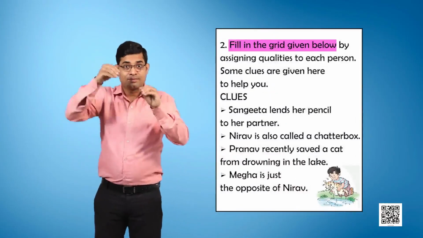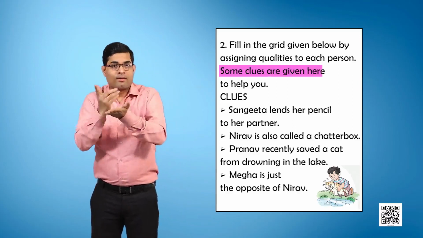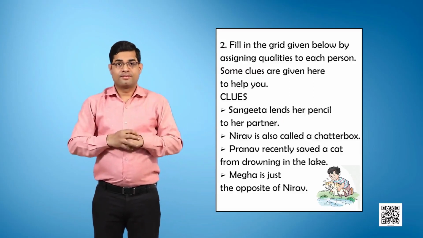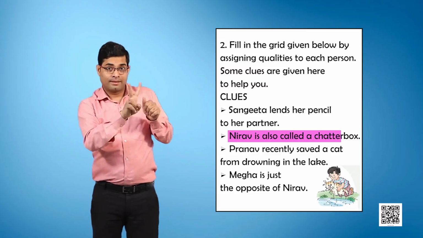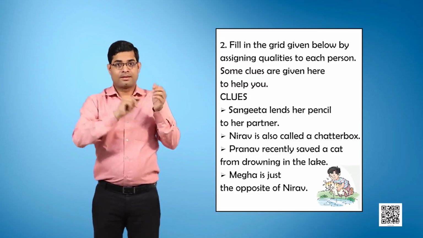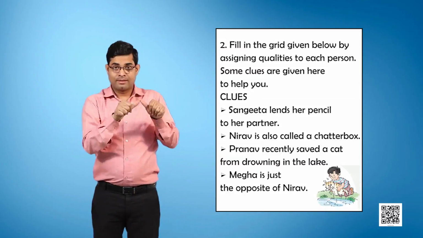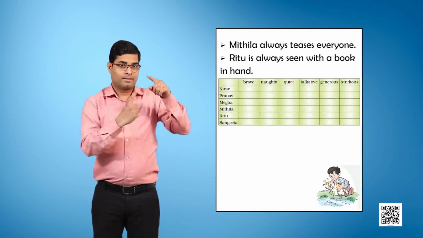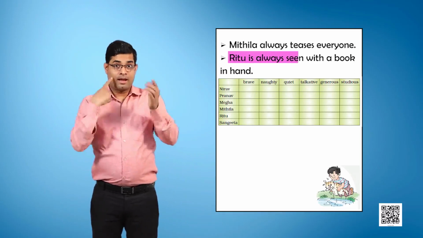2. Fill in the grid given below by assigning qualities to each person. Some clues are given here to help you. Clues. Sangeeta lends her pencil to her partner. Nirav is also called a chatterbox. Pranav recently saved a cat from drowning in the lake. Megha is just the opposite of Nirav. Mithila always teases everyone. Ritu is always seen with a book in hand.